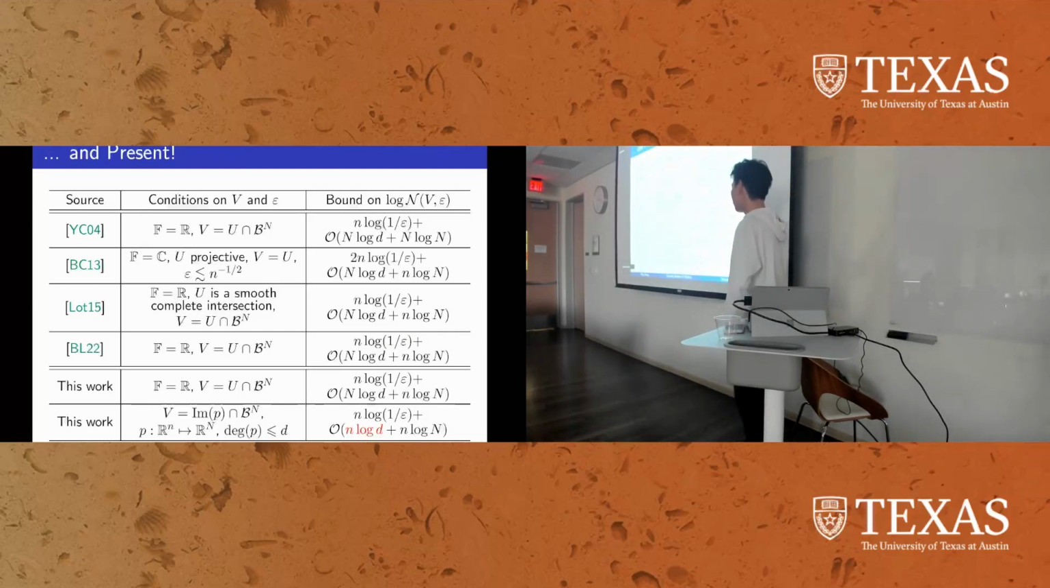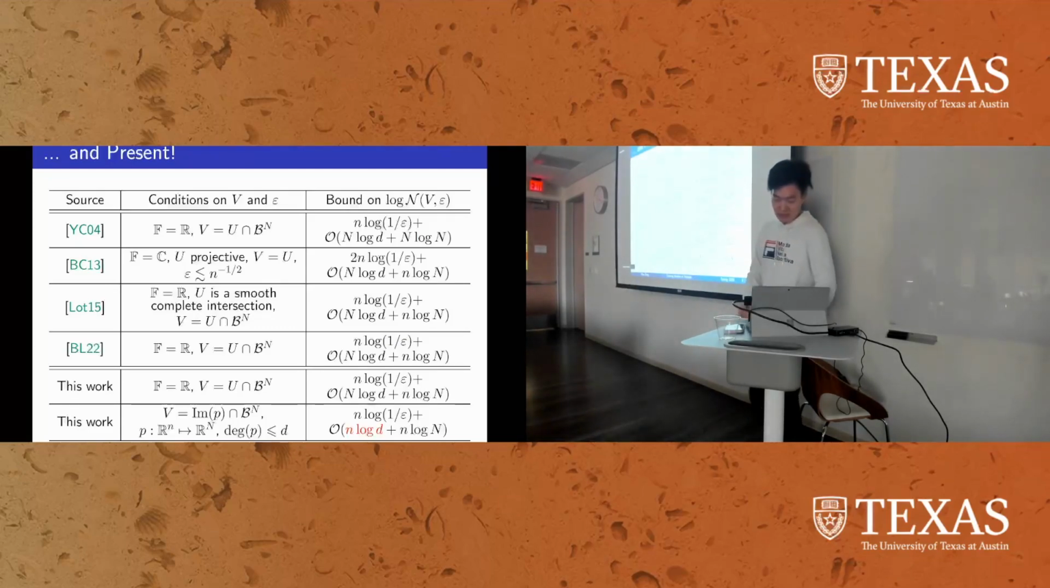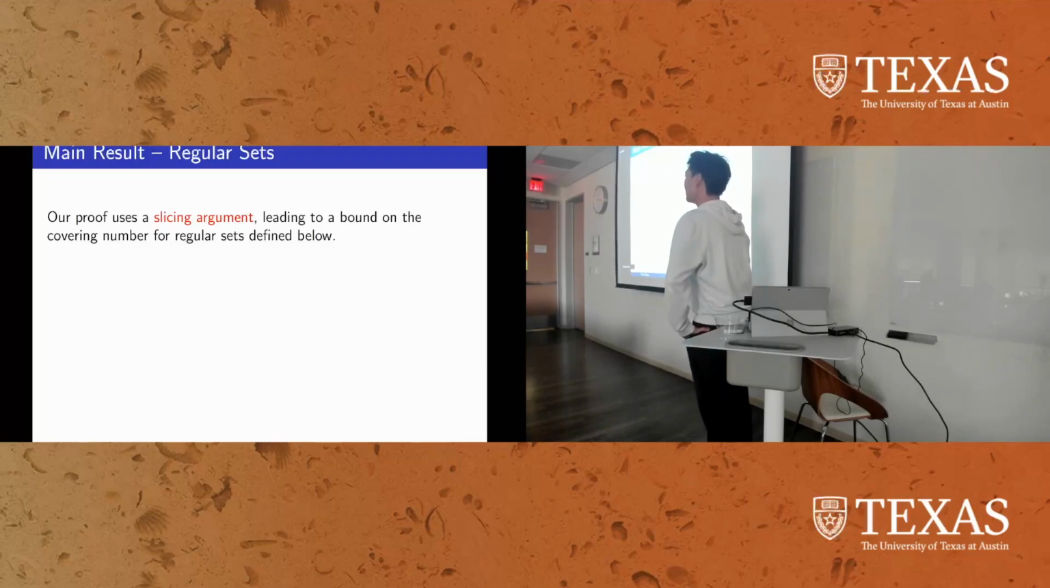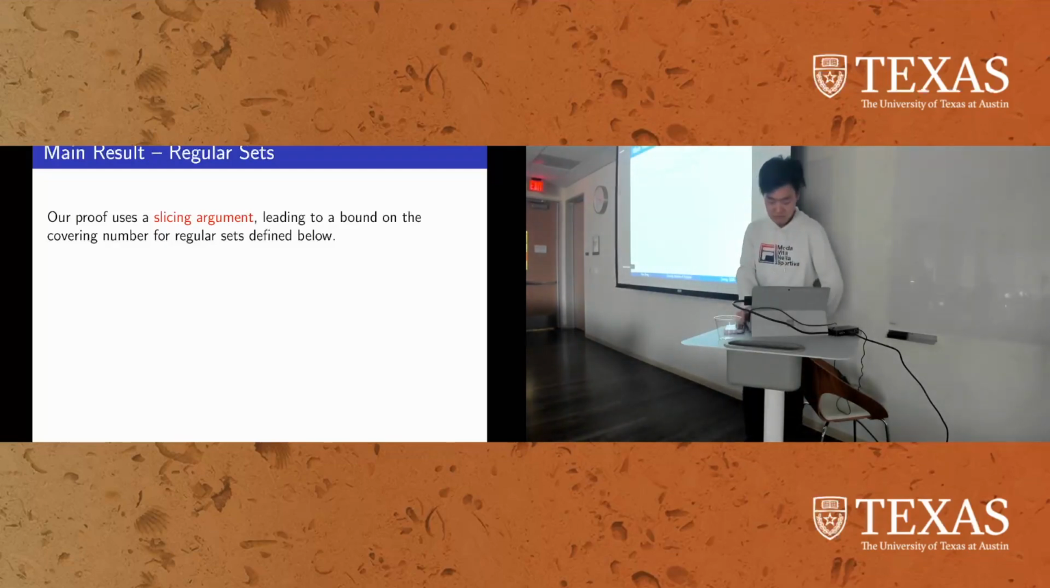And actually, this is a more natural way to model a set of interest. You want to approximate the set of interest by a polynomial image instead of zeros of polynomials. And this is an easier way to do things in practice. So in fact, we're able to control the covering number of a much, much wider class of sets, not necessarily the image of polynomials or varieties. We call these sets regular sets, and I'll give you the definition right now.